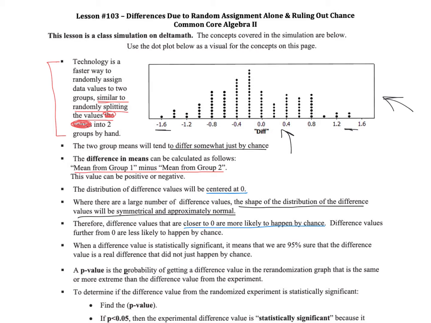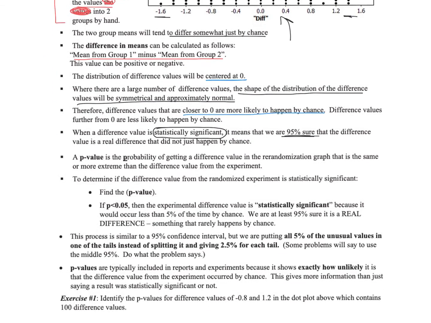I use this word, and this is a word we're going to be using: a difference value is statistically significant, which means a real difference, probably not just a chance difference. It means that we are 95% sure, so there's our number again, that the difference value is a real difference that did not just happen by chance. So here's where it gets a little tricky.